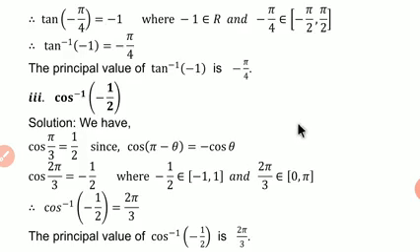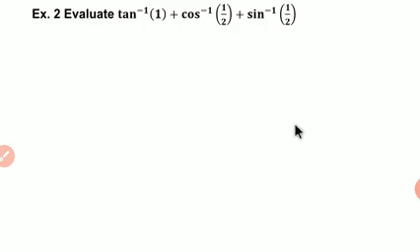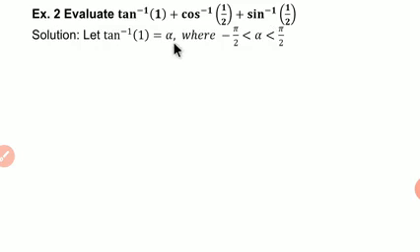Now see the next example number 2. Evaluate tan inverse 1 plus cos inverse minus 1 by 2 plus sine inverse of 1 by 2. Solution, let tan inverse 1 be equal to alpha, where minus pi by 2 is less than alpha less than pi by 2, means alpha belongs to the open interval minus pi by 2 to pi by 2.